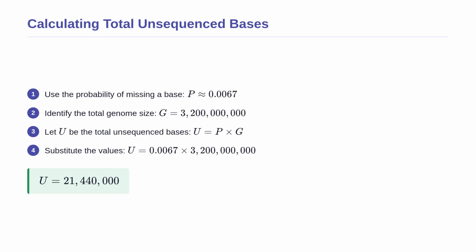Now that we have the probability of missing a single base, we must answer the second part of the question. Roughly how many total base pairs of the human genome will remain completely unsequenced? To find this, we take our resulting probability of 0.0067 and multiply it by the total size of the human genome, which is 3.2 billion. The mathematical result is 21,440,000 base pairs. Physically, this means that despite reading the genome 5 times over on average, over 21 million letters of the human genetic code are still missing.